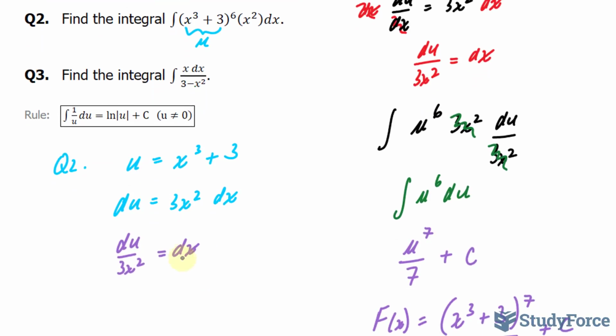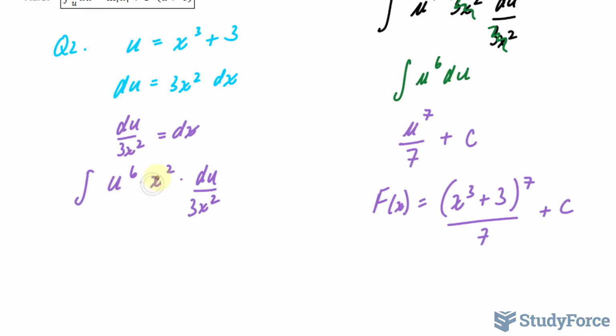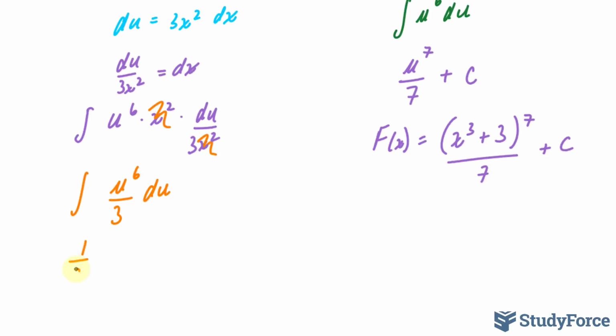I'm going to substitute this alongside this u into my integral, where I end up with the integral of u to the power of 6, x to the power of 2, and they're all being multiplied, du over 3x to the power of 2. Once again, this x to the power of 2 and this x to the power of 2 cancel out, whereas before it was 3x to the power of 2's canceling out, leaving me with the integral of u to the power of 6 over 3 du. I can use one of the properties of integrals where I can pull out 1 over 3. I don't need to integrate that. 1 over 3, the integral of u to the power of 6 du.